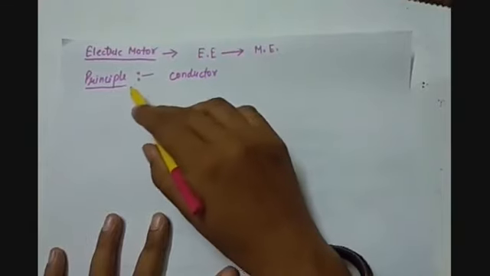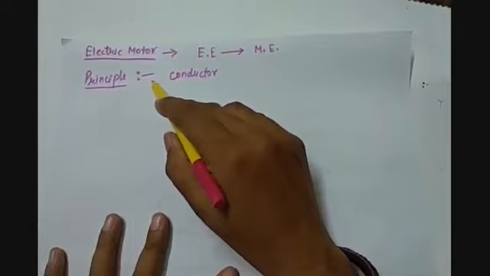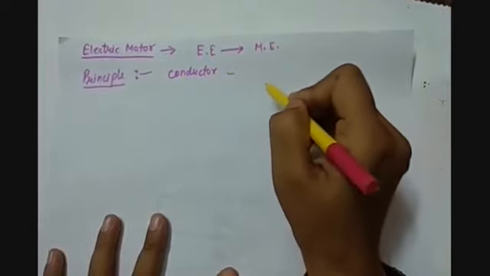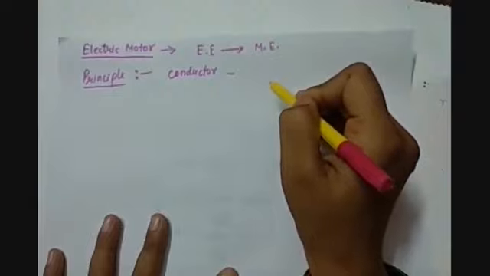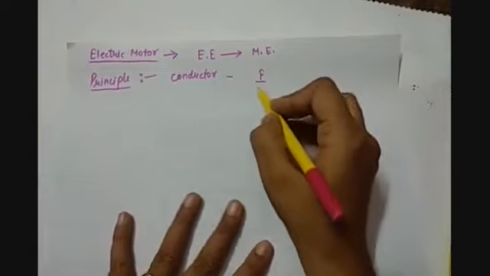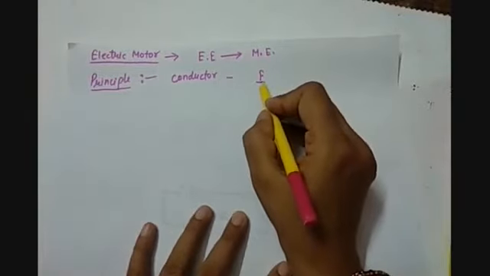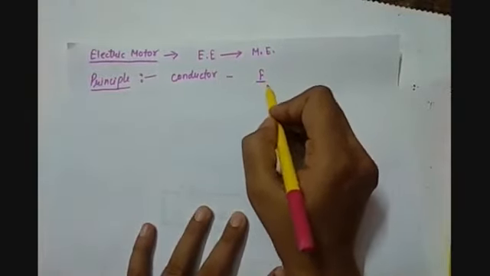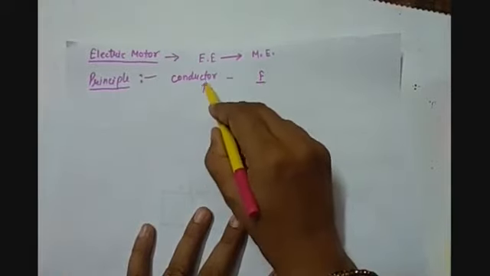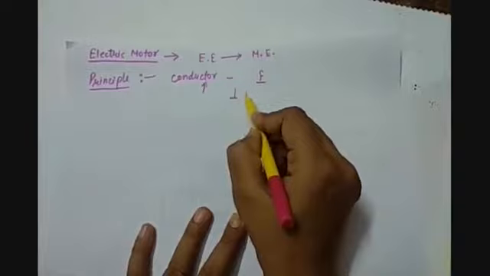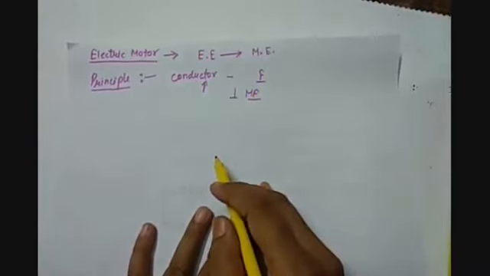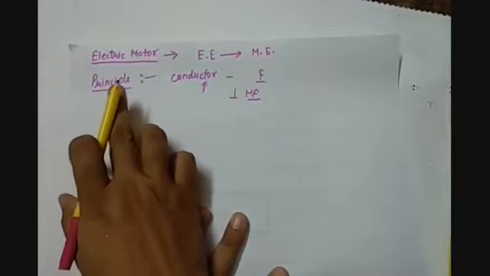So it is based on the principle that force is exerted on the conductor, and the force exerted on the conductor will be maximum when the current flowing in the conductor is perpendicular to the magnetic field. So this is the principle of electric motor.